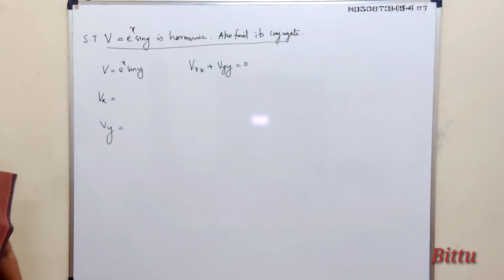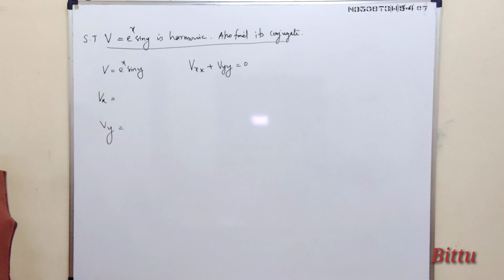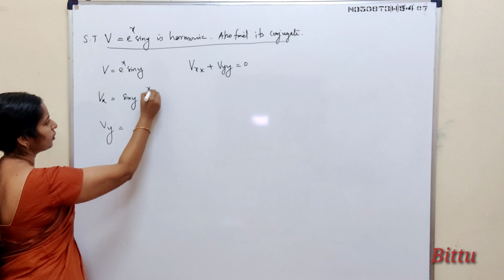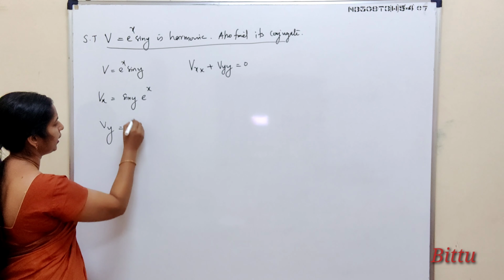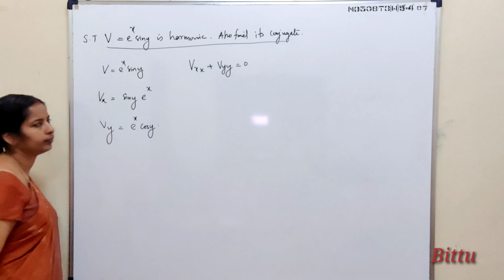So what is v_x? For that you differentiate v partially with respect to x. At that time you keep y as a constant. So sin y is a constant. Derivative of e raised to x is e raised to x itself. Next v_y. That time e raised to x is a constant. Derivative of sin y is cos y.